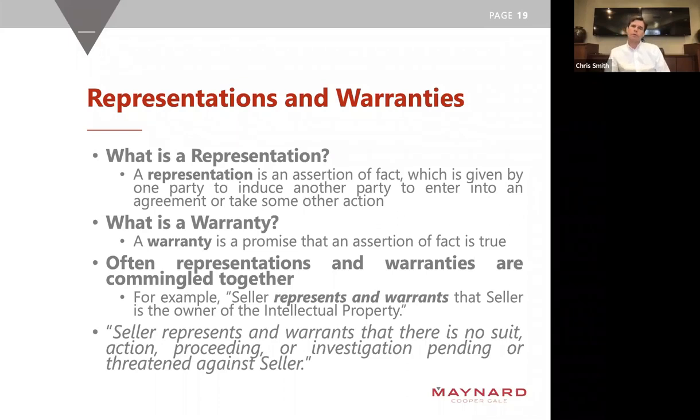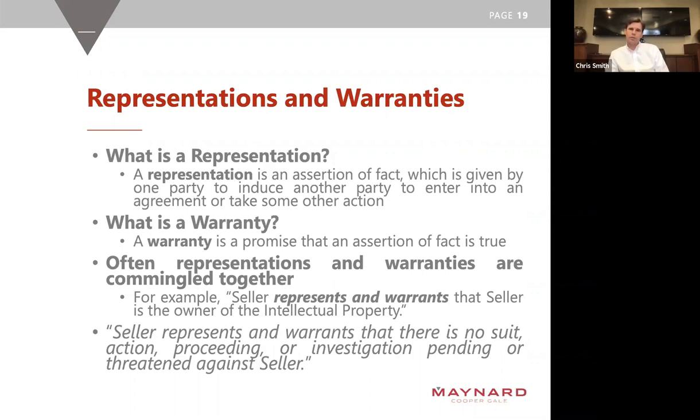Representations and warranties. So I tell clients that there are certain provisions of every contract that when you see them, a red flag should go up, and your attention should be drawn to them, and you should really pay attention to those provisions. And representations and warranties absolutely fall within that category.